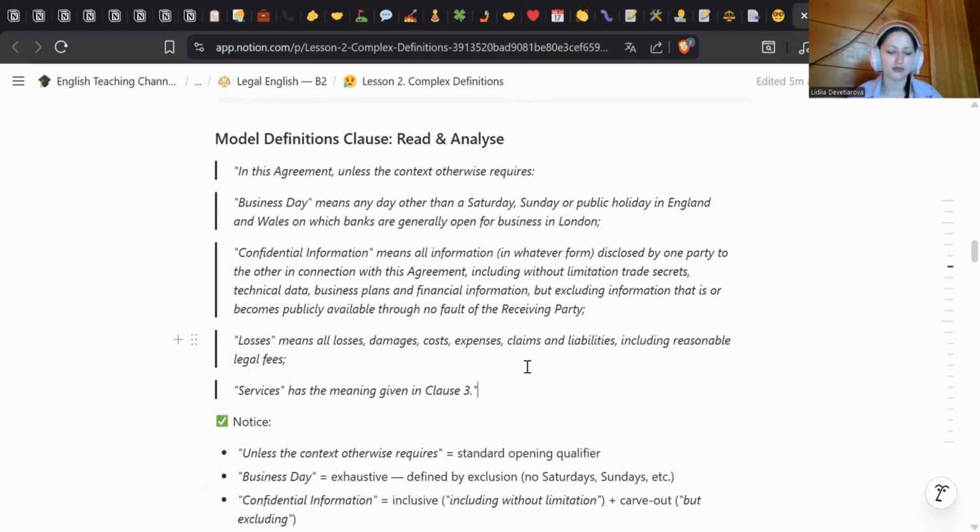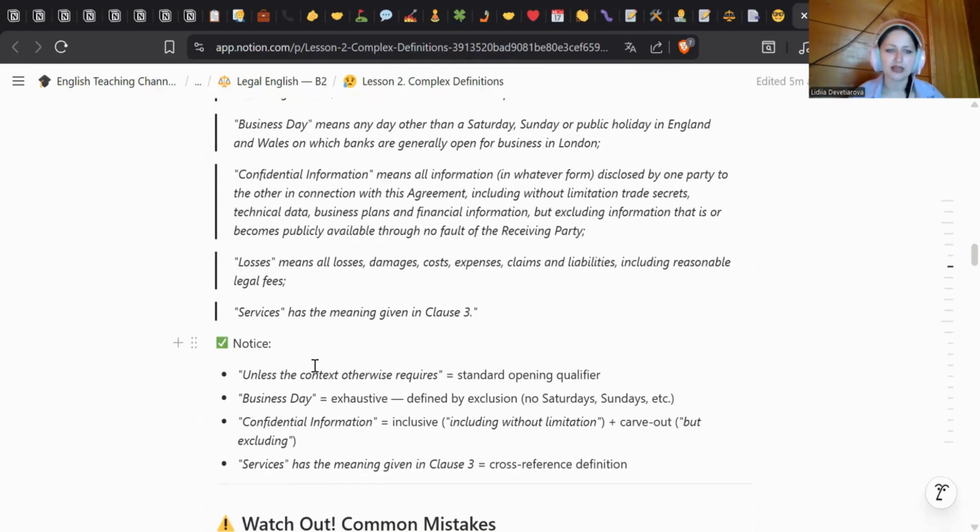The only thing I don't really like in this context is reasonable legal fees. What exactly do we consider reasonable legal fees? That's the question. So in here, what do we say? What can we see actually? Unless the context otherwise requires. That's a standard opening qualifier.